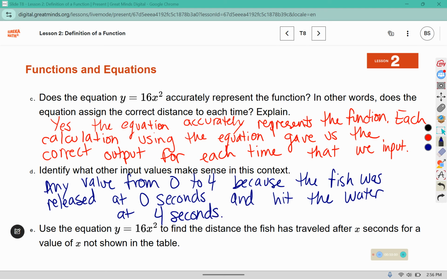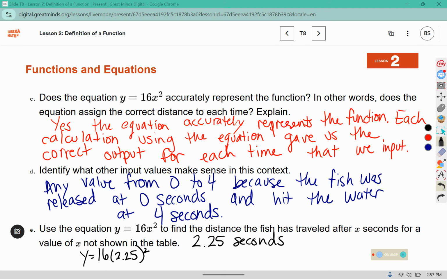Use the equation to find the distance that a fish has traveled after x seconds for a value of x not shown in the table. So we're going to pick a value that wasn't represented in the table, such as 2.25 seconds. And we're going to replace the x value with 2.25 and solve it for y.